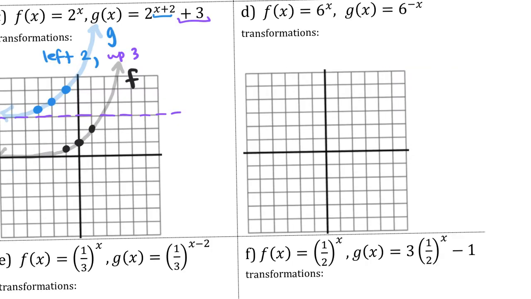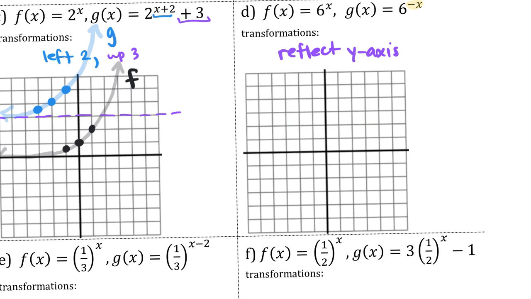Okay, for D, f of x equals 6 to the x. That's my parent function. What changed? Oh, the x changed from an x to a negative x. So the x is changing sign. If the x is changing signs, this is going to reflect the y-axis. Okay, and that's because the x is changing from positive to negative, or negative to positive.